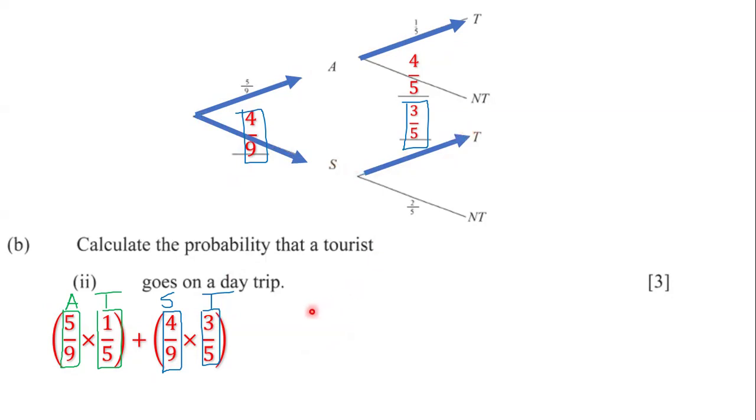Now let's multiply. We have 5 times 1, which is 5. We have 9 times 5, which is 45. Then we have 4 times 3, which is 12, and 9 times 5, which is 45. And so we have 5 over 45 plus 12 over 45. We add them and we have 17 over 45. So 17 over 45 is our answer here.